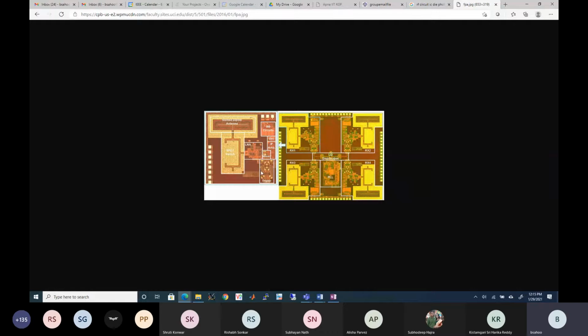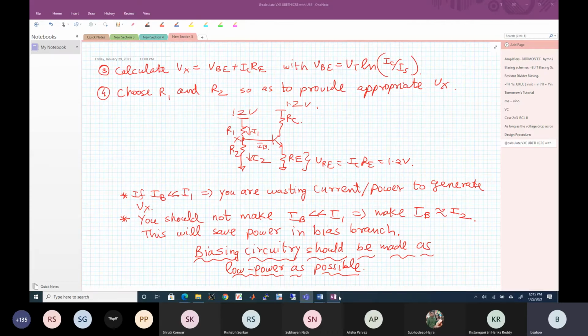Now these circuits have to be biased, right? And you will have a bias circuit sitting in some corner, probably somewhere here. This might be a bias circuit, and the currents will all be distributed everywhere. Now the bias circuit should be burning as little current as possible. That is the bottom line.